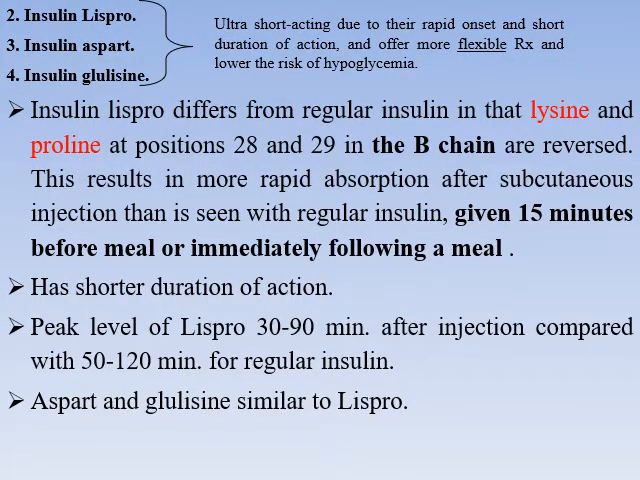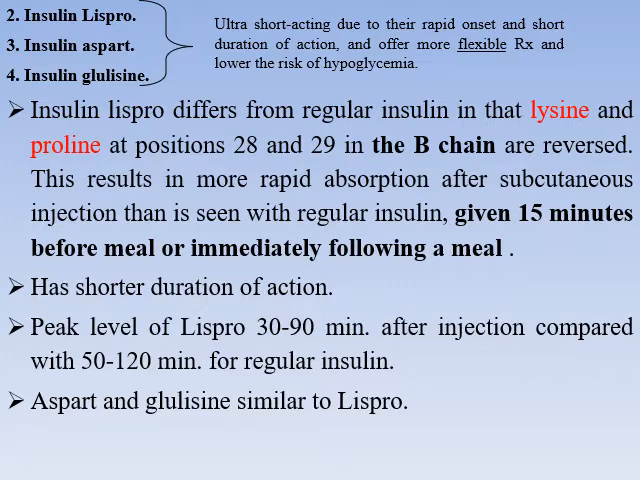By modification or alteration of the amino acid sequence that is present in the regular insulin, new insulin analogs have been developed, like lispro, aspart, and glulisine. They have shorter duration of action and more rapid onset of action than regular insulin. For example, insulin lispro.